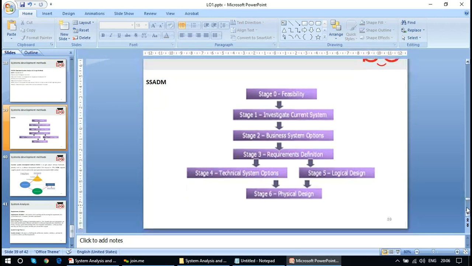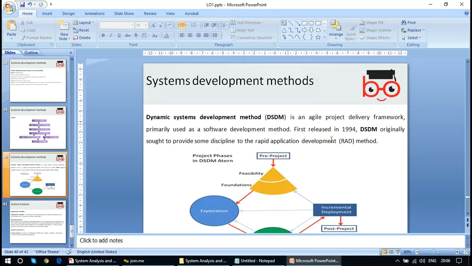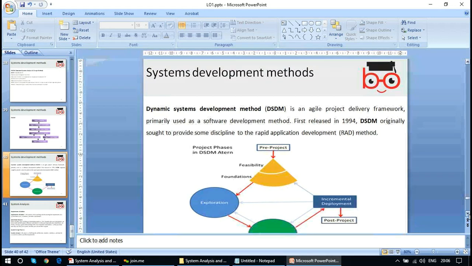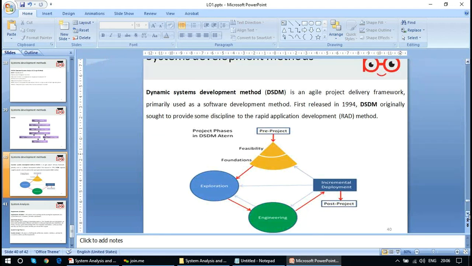Okay. And then the dynamic system development method, that's the agile one. And how they do things: some pre-project work, then feasibility, then they explore, then they engineer, then incremental development, and this goes through a kind of rectangular process, and the final project is posted. Make sense?